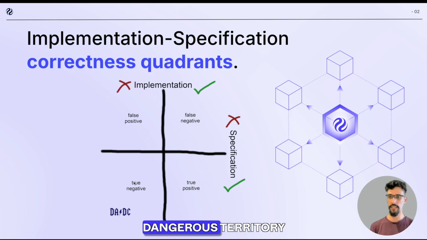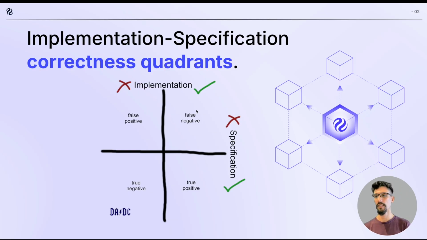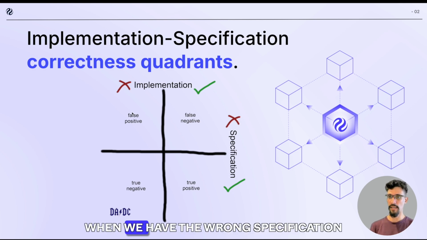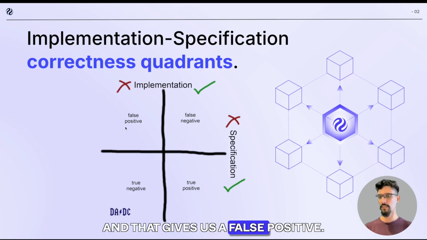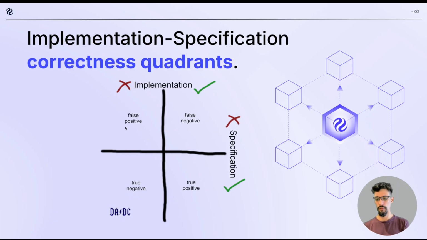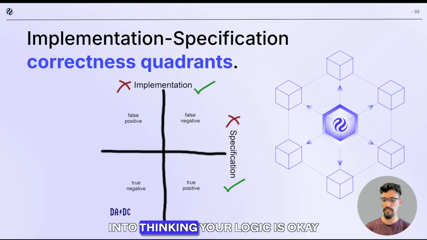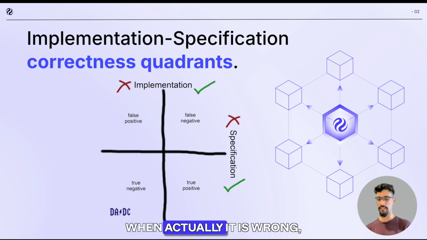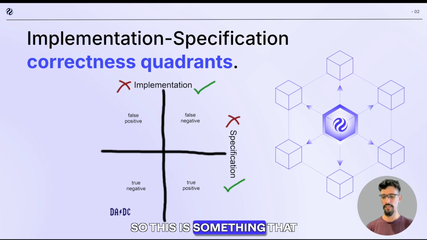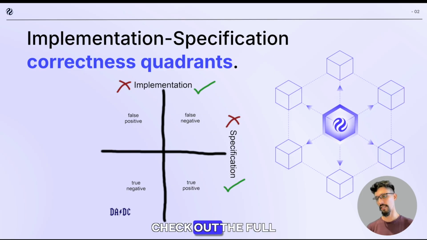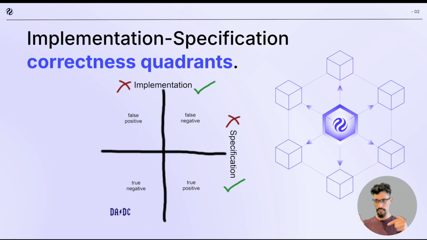The test is telling us the truth that something is wrong with our implementation, right? Now we have dangerous territory over here. The most insidious one is when we have the wrong specification and the wrong implementation, and that gives us a false positive, right? This means that you're misled into thinking your logic is okay when actually it is wrong. This is something that I came up with in 2019, and you can go check out the full write-up on it. Link will be provided in the description.